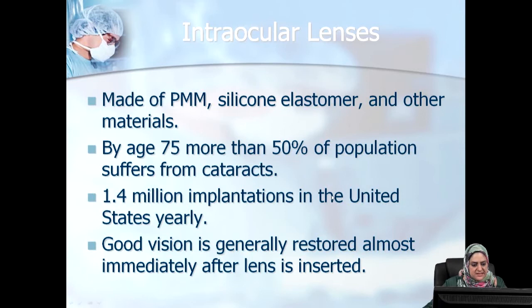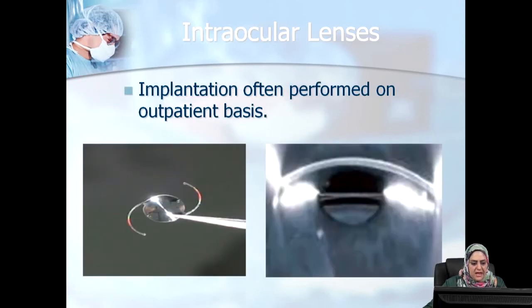Intraocular lenses are made of PMMA, which is a type of polymer, silicone, elastomer, and other materials. By age 75, more than 15% of the population suffers from cataracts. There are 1.4 million implantations in the United States yearly. Good vision is restored almost immediately after the lens is inserted. Implantation is often performed on an outpatient basis.